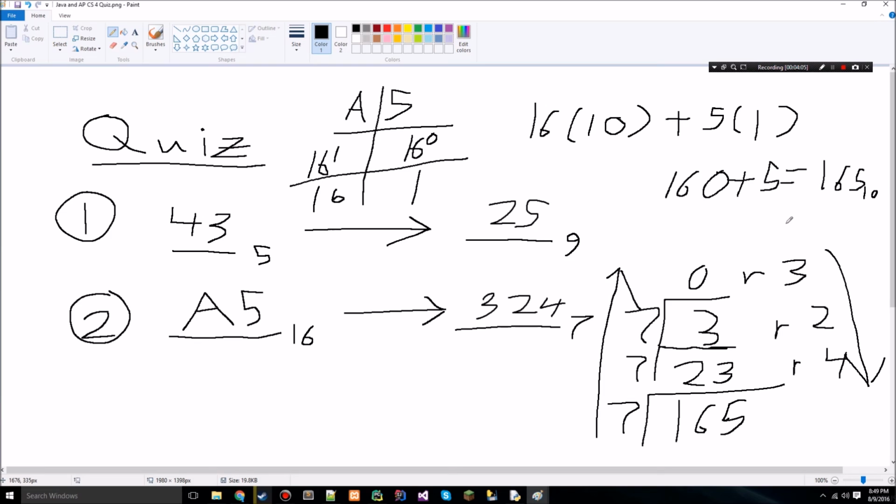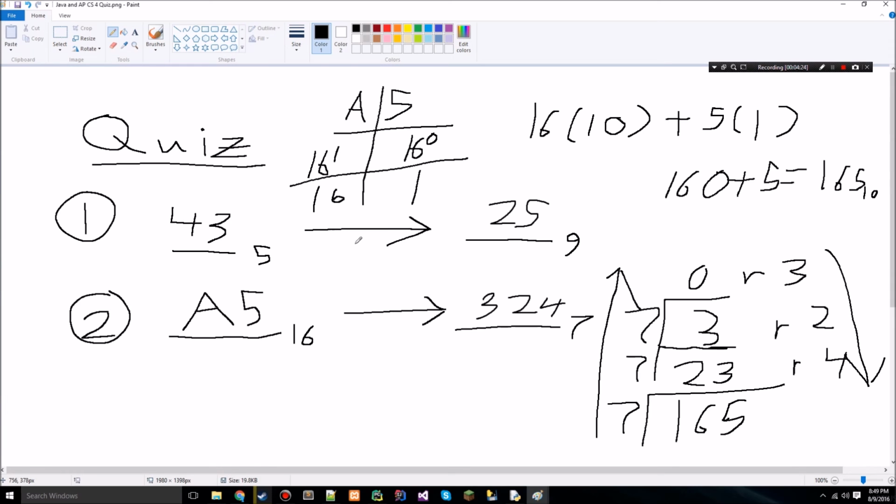So pretty much what we learned today is how to convert numbers that aren't in base 10 to a different base that isn't base 10. And to summarize, we converted that number to base 10, and then we converted that base 10 value into the desired base.